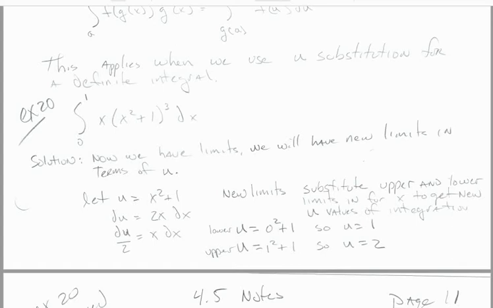I'm going to take my upper limit, which is currently 1. That's in terms of x. I'm going to substitute it in for what we chose for u as well. So I'm going to substitute in where the x value is. So it's going to be 1 squared plus 1, which is 2. So our new upper limit when we're integrating in terms of u is going to be 2. So now instead of integrating from 0 to 1, which was in terms of x, we're going to integrate from 1 to 2, which is in terms of u.